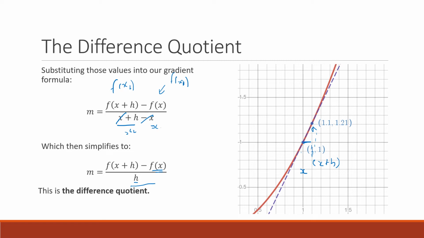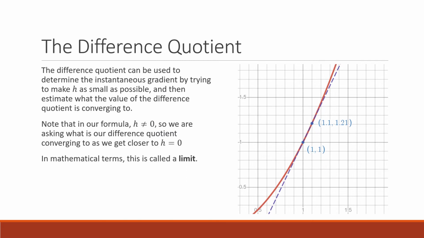And this helps us find our gradient. It looks a bit different, but the key thing I want you to know is that it's the same formula. Now, this difference quotient can then be used to find the instantaneous gradient by trying to make h as small as possible. And then we can see what our difference quotient is converging to.